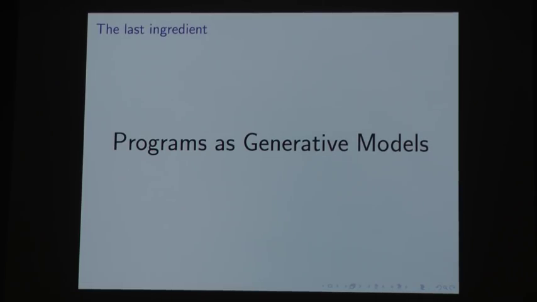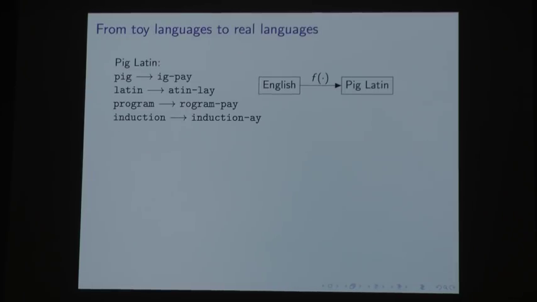And so now I'm going to switch gears and talk about ways in which we might learn programs that don't look like policies or behaviors, but look more like explanations of data. I'm going to motivate this by comparing Pig Latin to actual Latin. If you don't know Pig Latin, here are 4 examples of Pig Latin. Your brain is a very good program inducer, so it can probably learn how Pig Latin works from these instances. And there's just a function that takes English to Pig Latin.